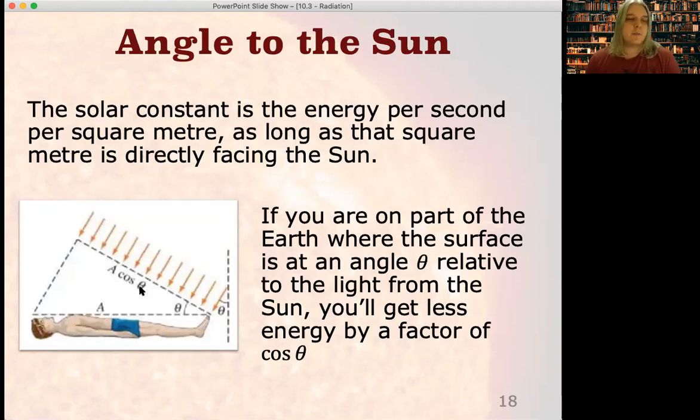It tells us that we have to bring in this factor of cosine theta, where theta is your angle from that perpendicular. That perpendicular is our solar constant definition. If you tilt some angle theta away from it, either way, then the amount of energy you're getting is reduced by a factor of cosine theta.